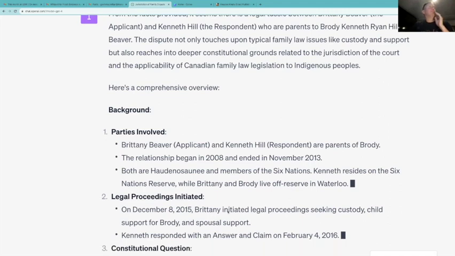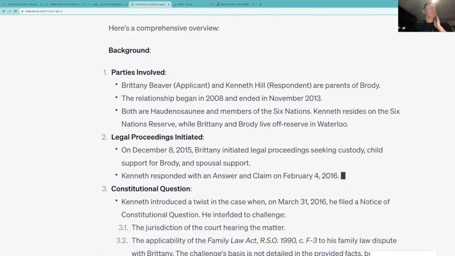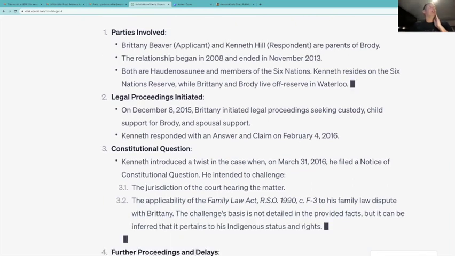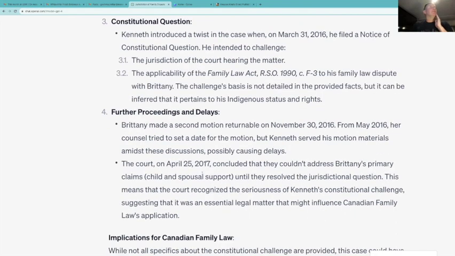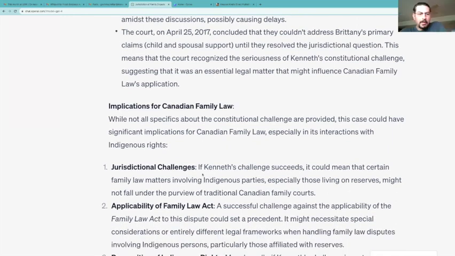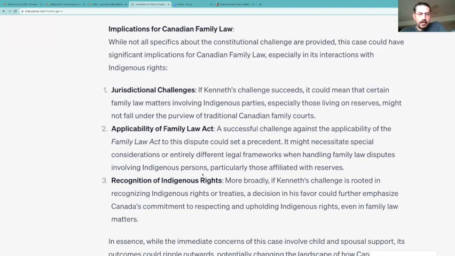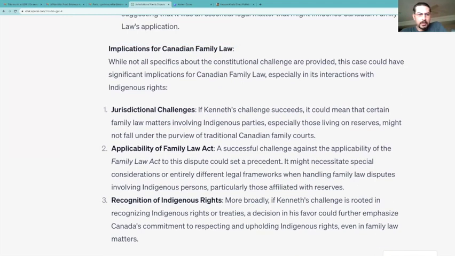So there you go. So here's the parties involved. Here's when the legal proceedings were initiated, the constitutional question, charged or challenged the Canadian Charter of Rights and Freedoms, further proceedings and delays, implications on family law. Now maybe ask what the next step for either party would be or something like that. Try to get it to predict.